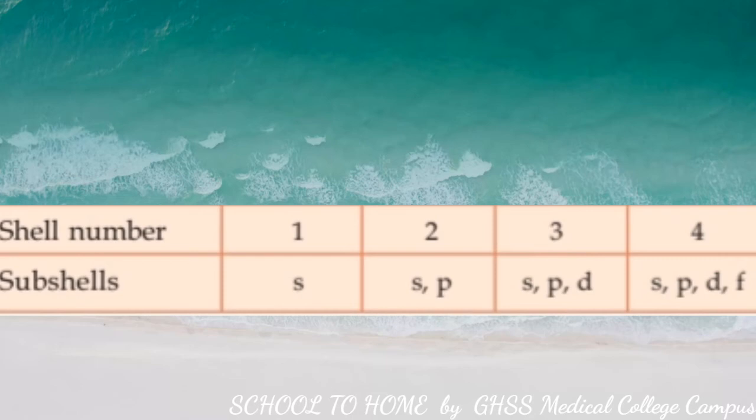Now you go through this table carefully. Which subshell is common to all shells? It is S subshell. From first shell onwards, every shell contains S subshell. And from second shell onwards, every shell contains P subshell. Then, how can you identify the shell to which each subshell belongs?